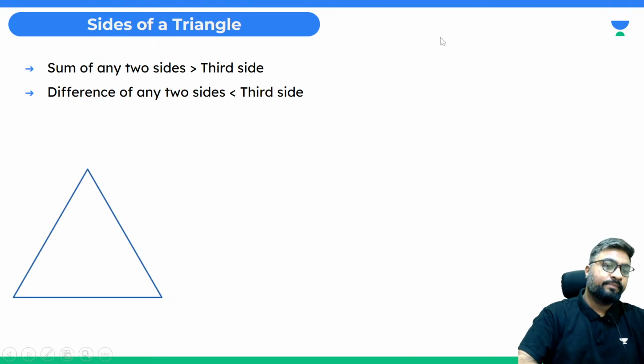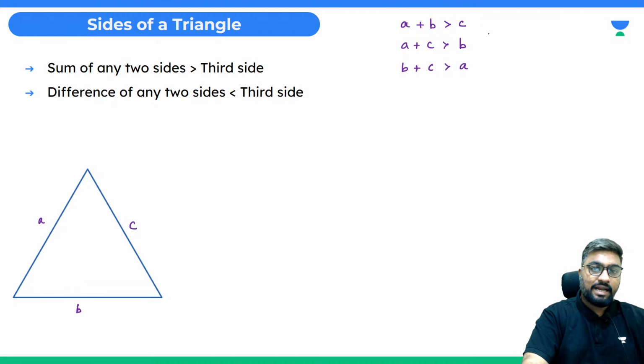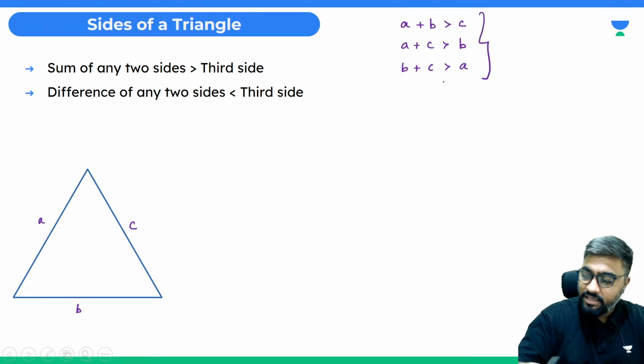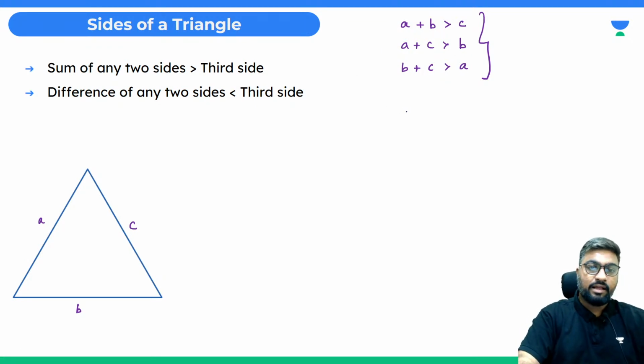The first property is the sum of any 2 sides has to be greater than the third side. For example, if I say the sides are A, B, C, then according to the first property, A plus B must be greater than C. Same way A plus C should be greater than B, and B plus C should be greater than A. This is a mandatory property, because if these rules are not followed, then your triangle may not join.